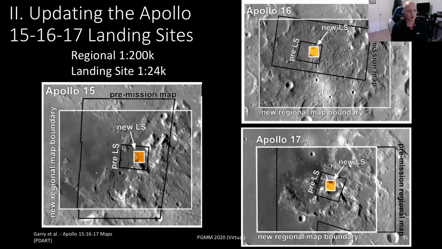Part 2 of the proposal is to create new maps at 1 to 200,000 and 1 to 24,000 of the Apollo 16, 17, and 15 sites. The black lines you see are the original pre-mission maps, and the white boundaries, as well as the little golden orange squares, are the boundaries for the new 1 to 200K and 1 to 24K maps. I have updates for Apollo 15 that I'll show.